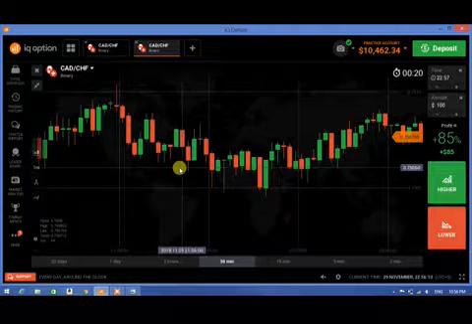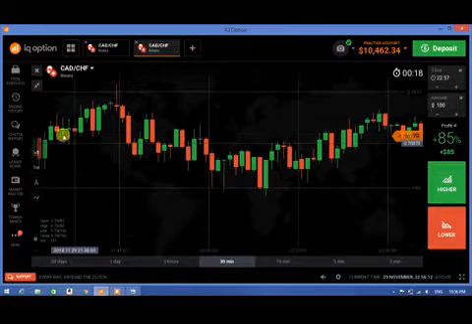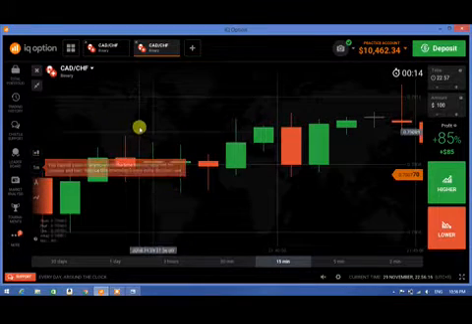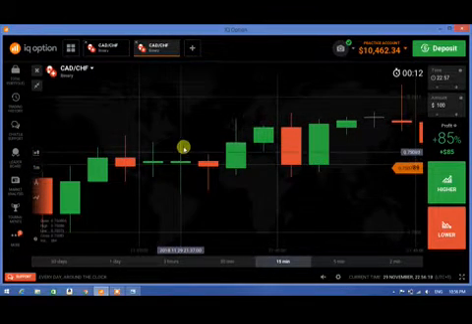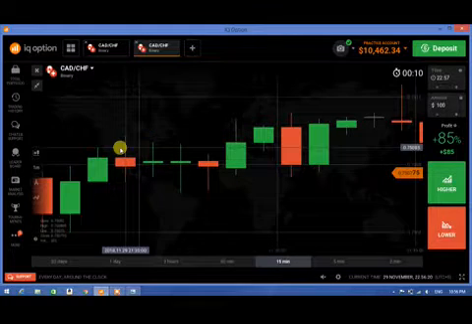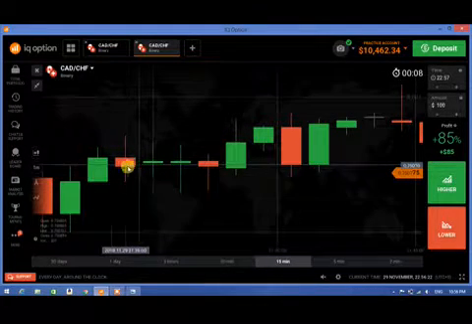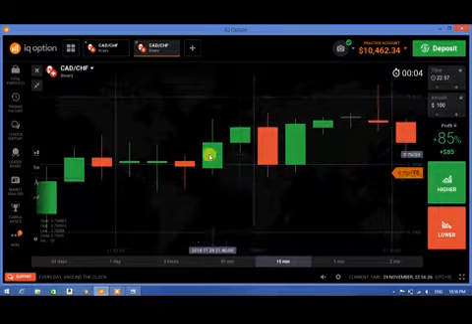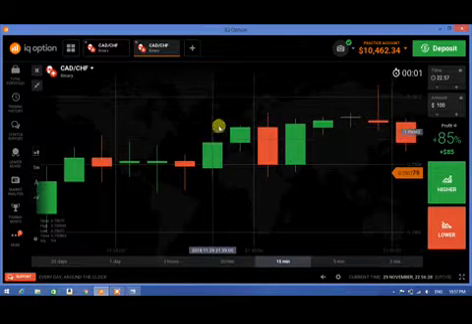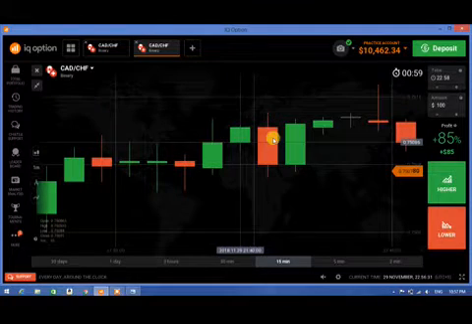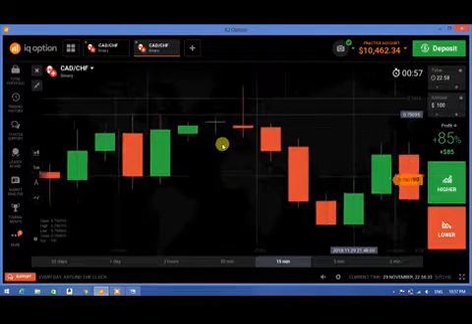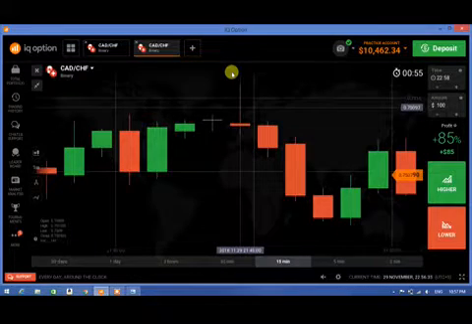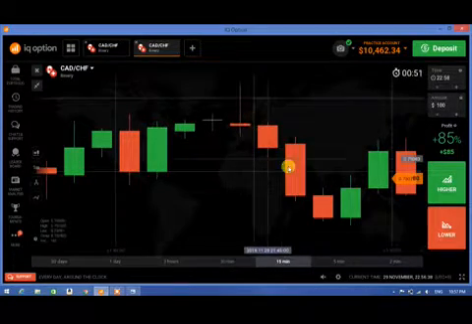Now, it doesn't work all the time. For example, you can see right here, you can see the wicks on the top, and it means the price was rejected to move up, and you can see the price moved downward as well. And on the next candle you can see that it was rejected to move up but still moved in the upper direction. This one worked perfectly. The price was rejected and it moved down.